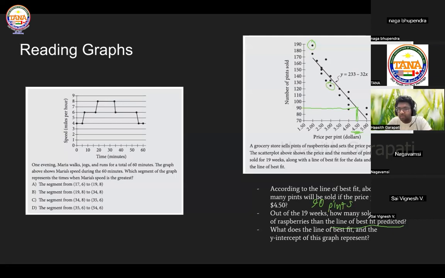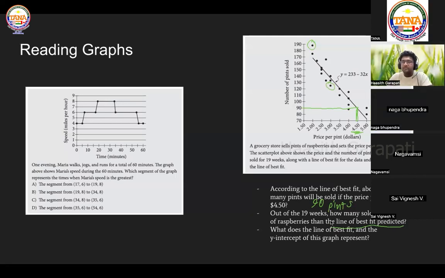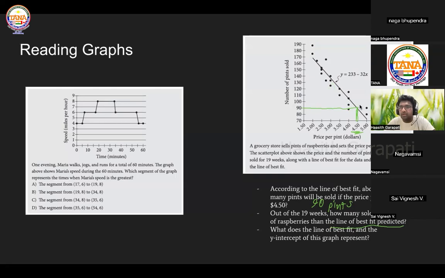So if they ask for how many of the weeks did they sell more pints of raspberries than they predicted, all you have to do is count the amount of times where the data point is above the line. So how many is that? Let me clear that up a little bit. Okay, it's going to be 1, 2, 3, 4, 5, 6, 7, 8. So it's going to be 8 weeks out of 19 that they performed better than they expected.